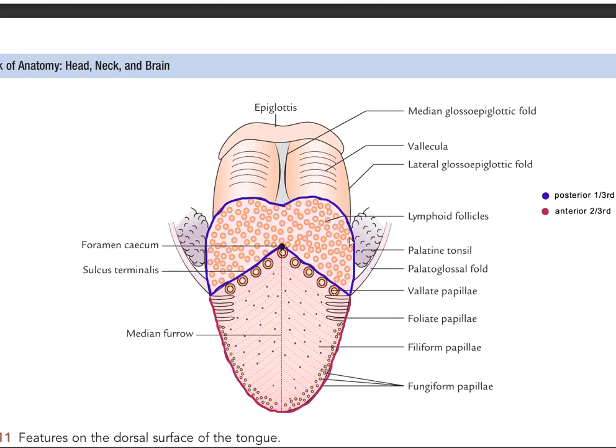And in the anterior two-third, these circles which we are seeing are the vallate papillae or the circumvallate papillae. Here, that is foramen cecum and the sulcus terminalis, which separates the anterior and the posterior. Coming to the papillae visible on the anterior part, these elongated papillae are the foliate papillae, and the ones in the margin are the fungiform papillae, and here we can appreciate the filiform papillae. We can also see a medial furrow here.